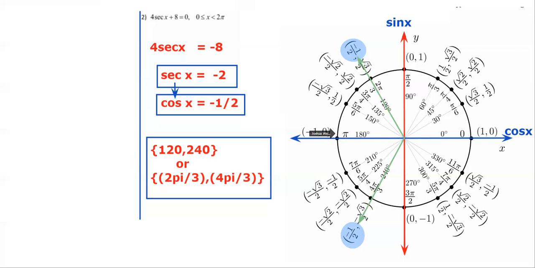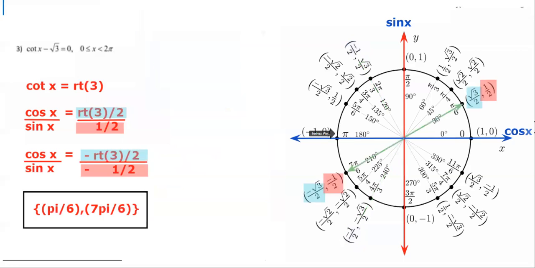Okay, let's go on to the next question. Question 3. Here we have cotangent of x plus the square root of 3 equals 0. So subtract the square root of 3 from both sides, and now we have the cotangent of x equals the square root of 3.